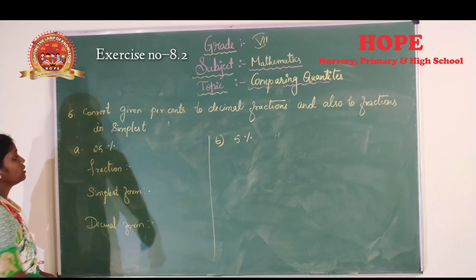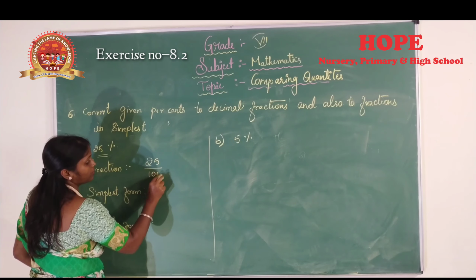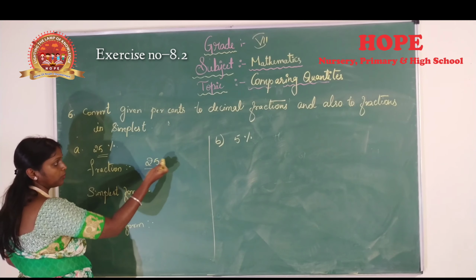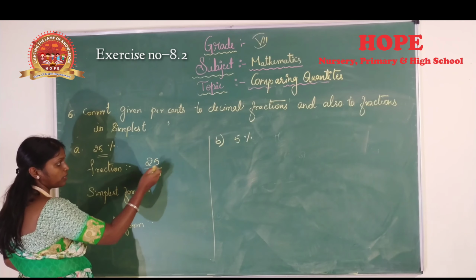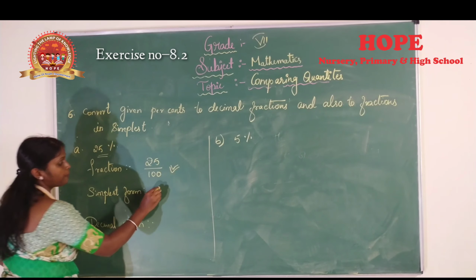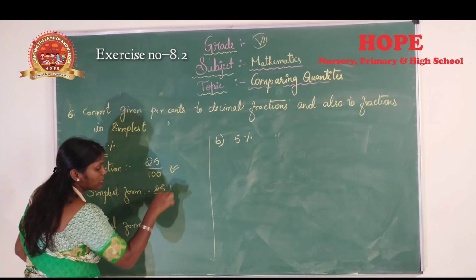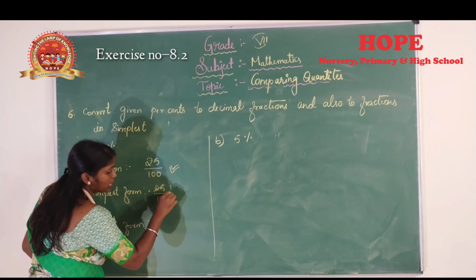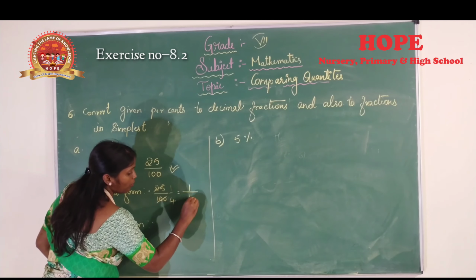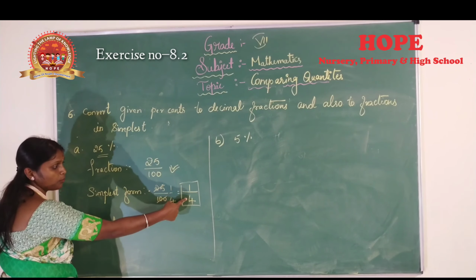Like how to convert the percent into a fraction, like 25 by 100. Out of 100%, we are writing 25%. So we have written it as 25 by 100. For the simplest form of this, 25 ones are 25, 25 fours are 100. This is how we bring it to the simplest form. So the answer is 1 by 4. The simplest form of 25 by 100 is 1 by 4.